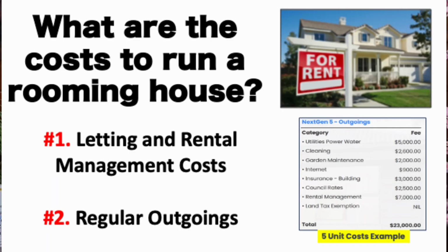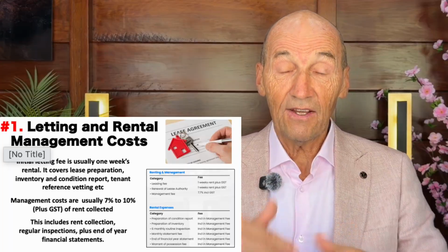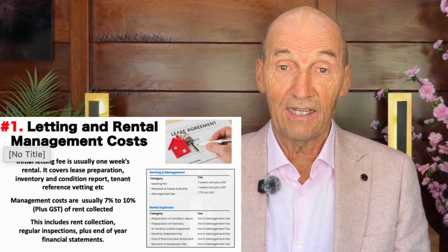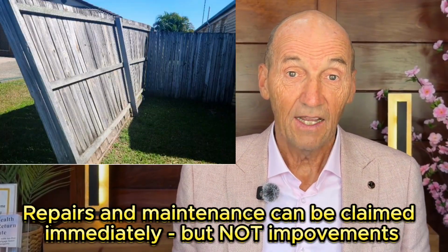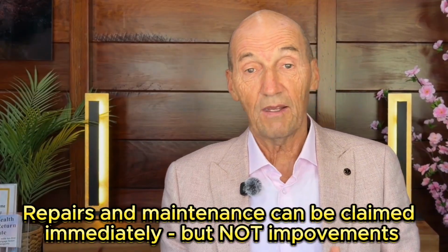So property running costs, that's another immediate deduction you can claim. Things like council rates, water rates, land tax, body corporate or strata fees, property management fees, letting fees, advertising fees. Anything to do with renting the property is tax deductible in the year that it's incurred. And the third one is repairs and maintenance. So anything that breaks down, you can fix and tax deduct in the year in which it was actually repaired.